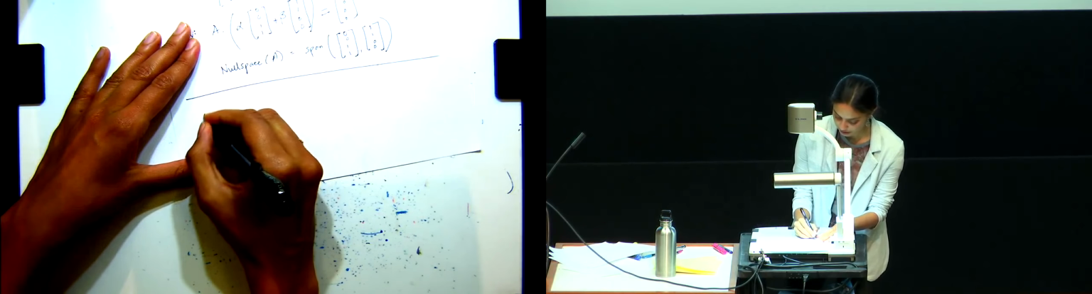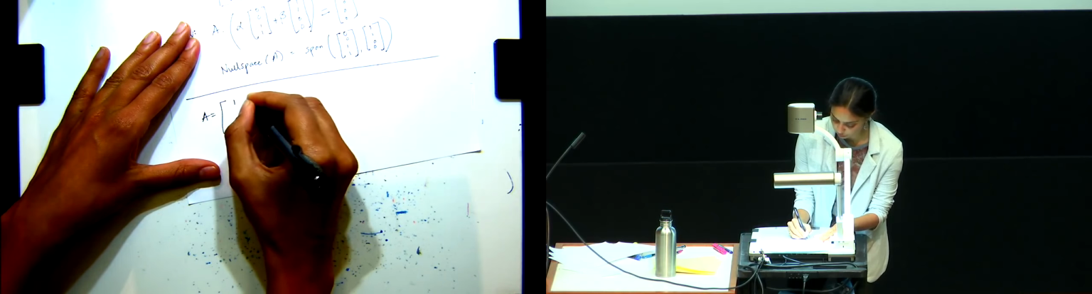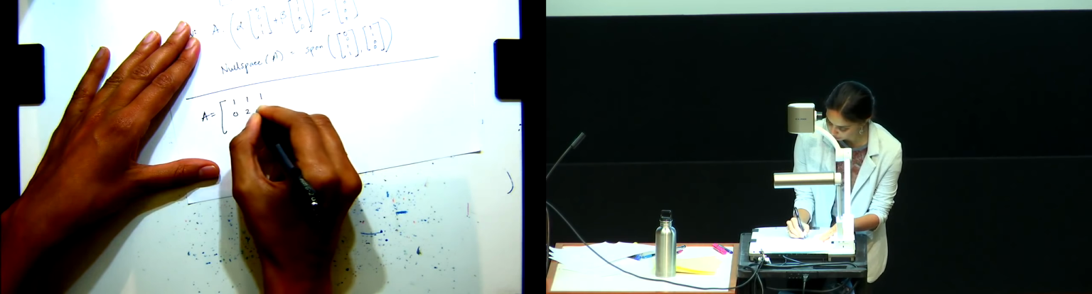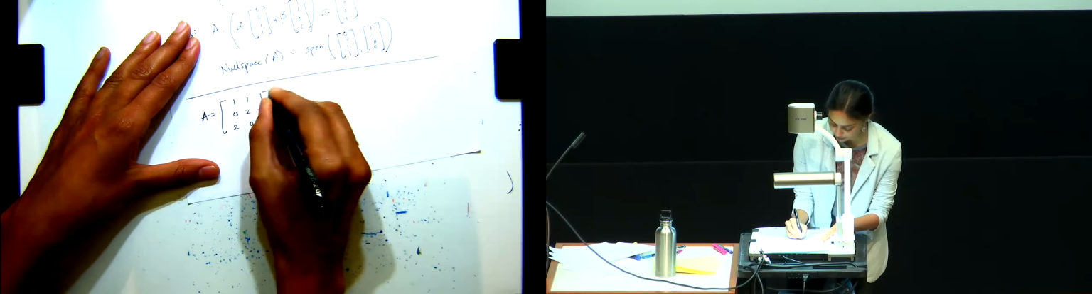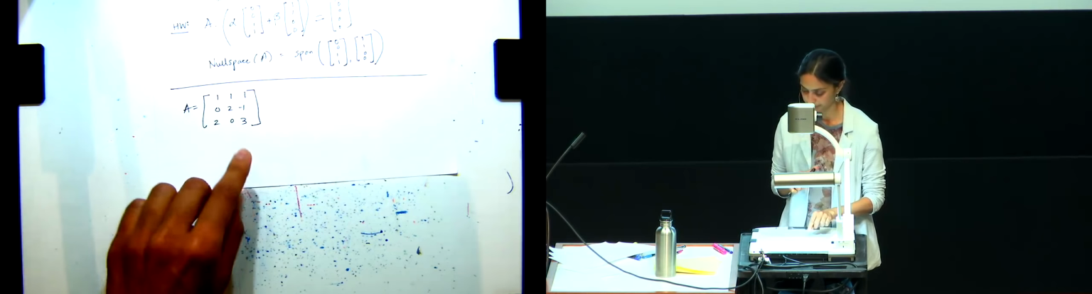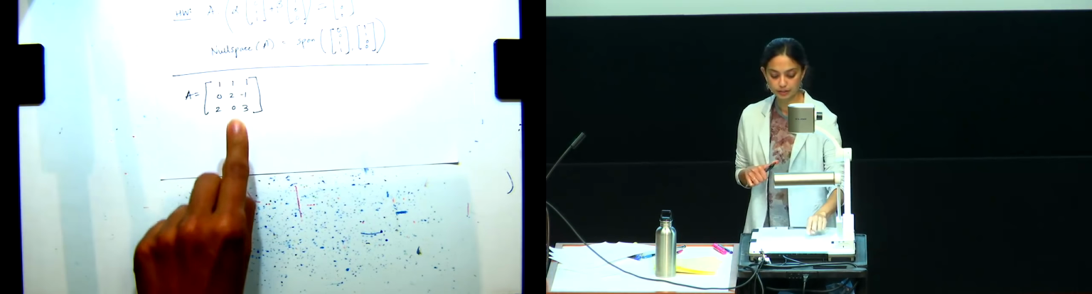Let us consider the following matrix, finally. A is equal to 1, 1, 1, 0, 2, minus 1, 2, 0, 3. Write this matrix down because it's going to disappear in a minute. And we want to find the null space of this matrix.